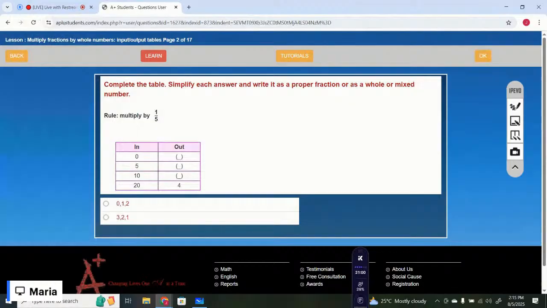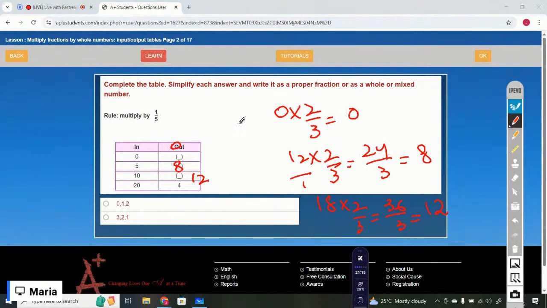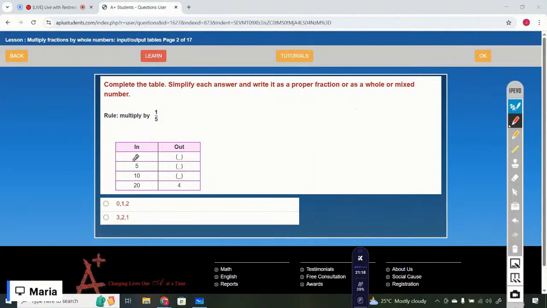Complete the table, simplify each answer and write it as a proper fraction or as a whole number or mixed number. Multiply by 1 by 5. So you have to multiply each input value by 1 by 5. Start with the first value, that is 0, and 0 times any number is 0.